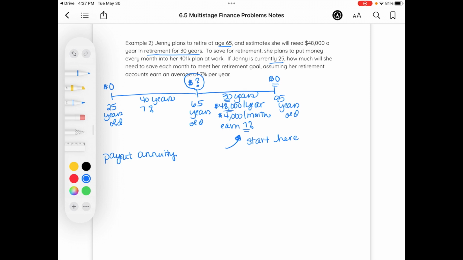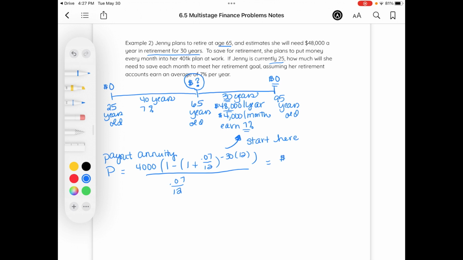Formula that we're going to use. So the amount that we're going to have in that account is going to equal the monthly payment that we're giving ourselves, times 1 minus 1 plus 7% divided by 12 months to the power of negative 30 years times 12, how many payments, all divided by 7% over 12 months.